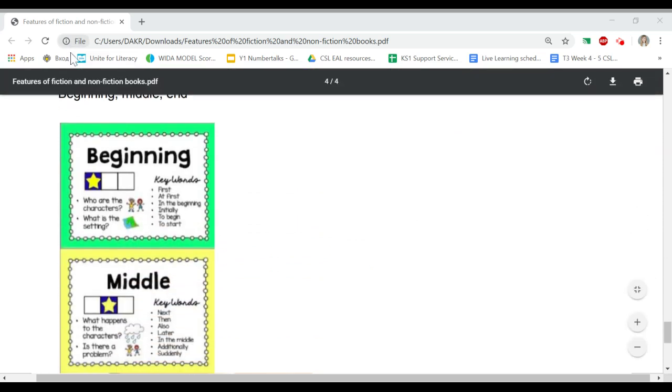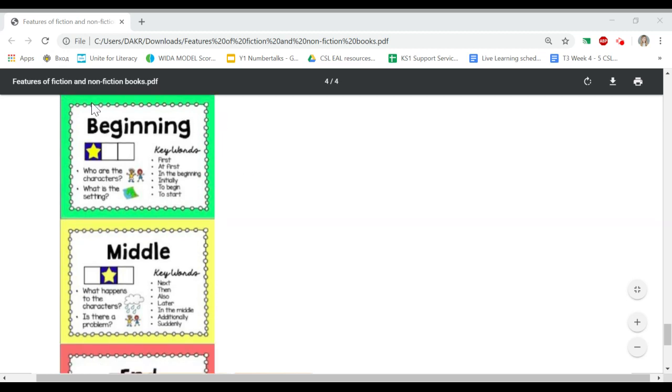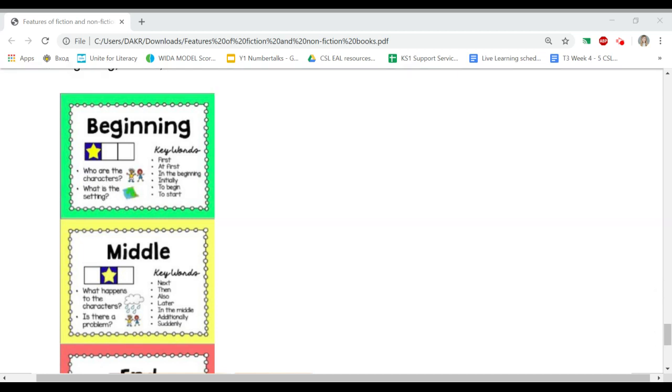Finally, we've got the beginning, middle, and the end. Here, right at the beginning, you could see the star over here. So it happens at the very start. You could think about who the characters are, what the setting is, and you've got some keywords that you could use. First, at first, in the beginning, initially, to begin with, start with.